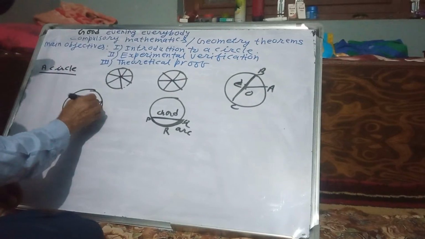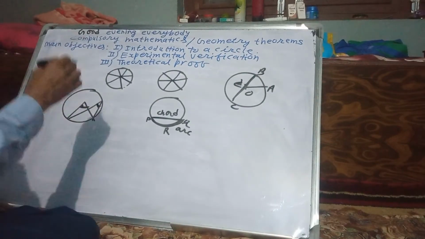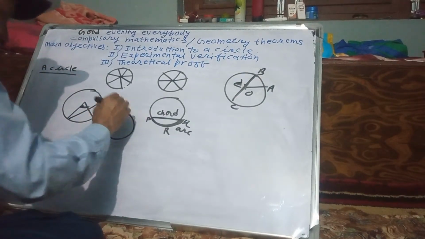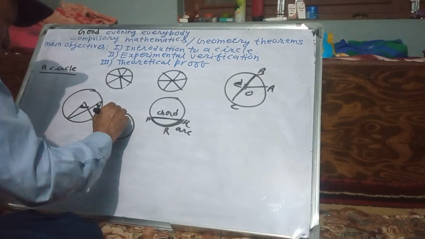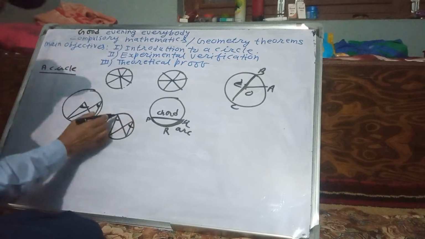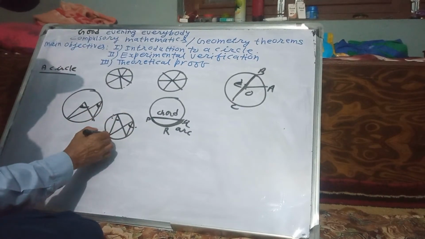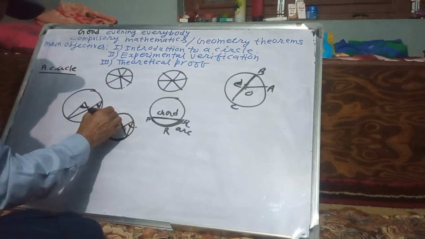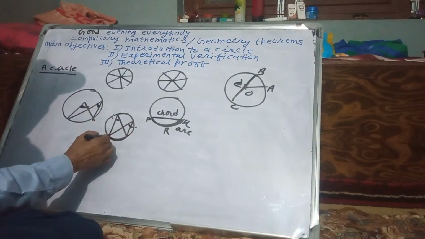And the inscribed angle is half of the central angle. Another, if you draw a circle, if you make two angles, the inscribed angles on the same arc or on the same segment are equal.